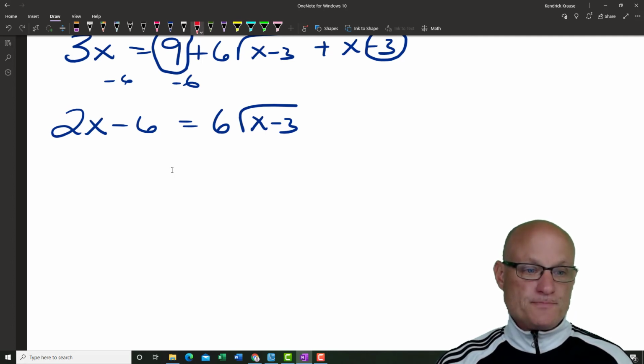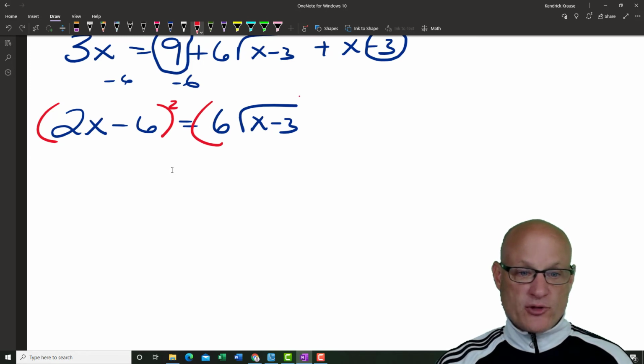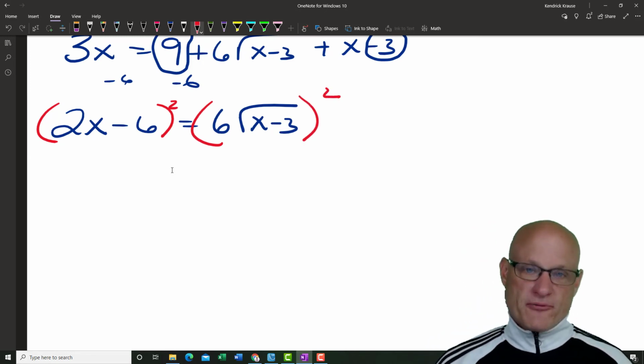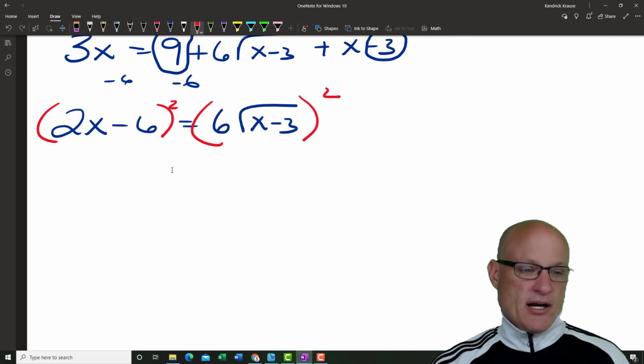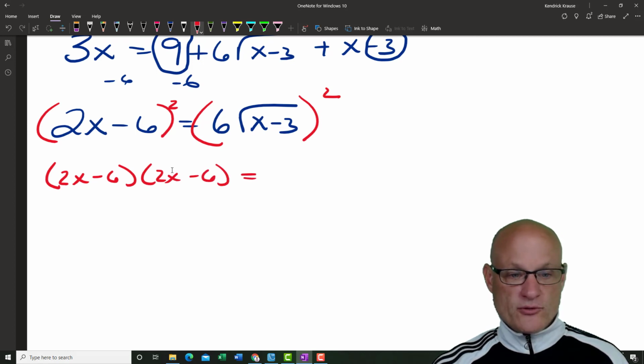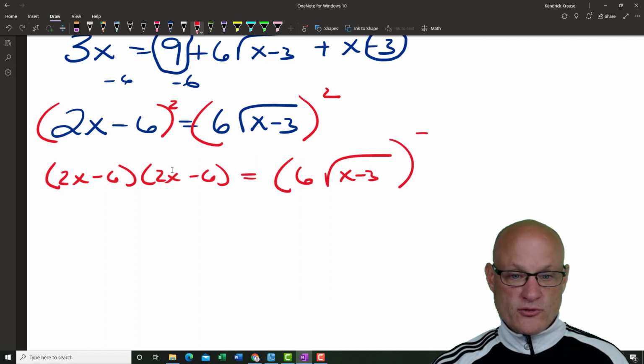What we're going to do is square this side and square this whole side. And you can do that. That's okay. It's totally legal. It's a way to avoid fractions when you have them. All right, so this one is 2x minus 6. You'll see how it works. 2x minus 6 equals 6 square roots of x minus 3, squared.